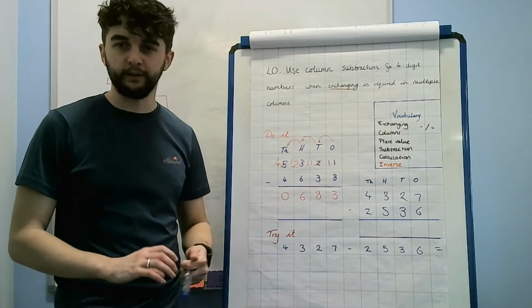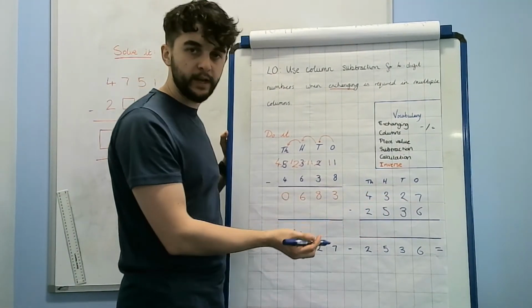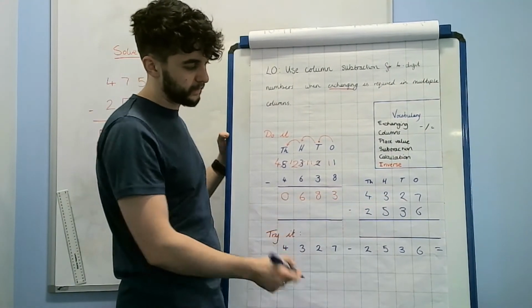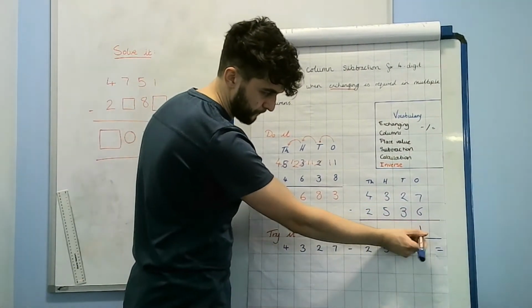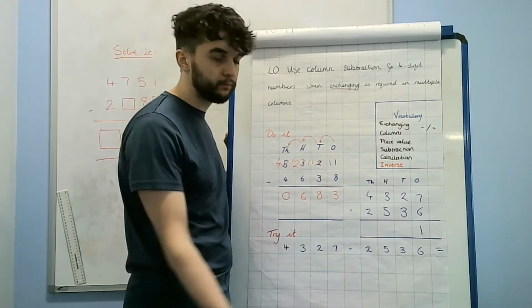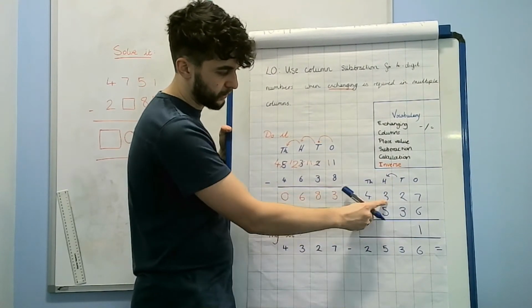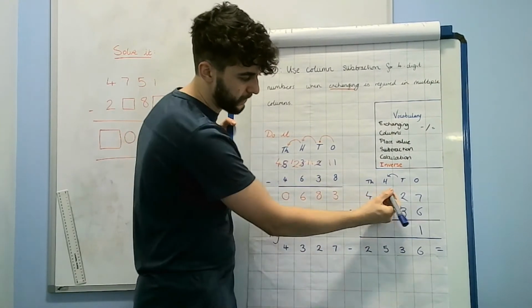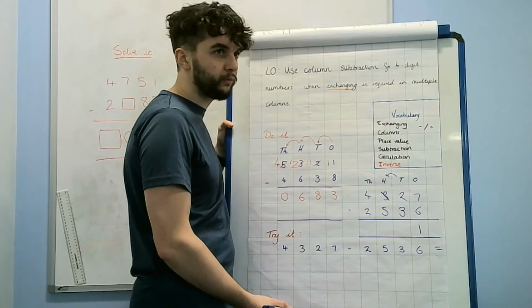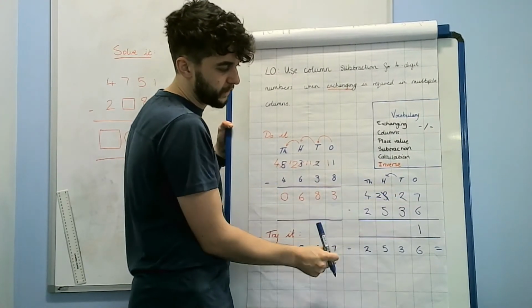Okay, so you should have written your method out like this with column subtraction. 4,327 subtract 2,536. 7 subtract 6, can we do it? Yes, we can. That's 1. 2 subtract 3, can we do it? No. So we need to look next door and exchange. 300, can I take anything from it? Yes, I can. Take 1 from 3. 3 take away 1 is 2. And our 100 comes here.